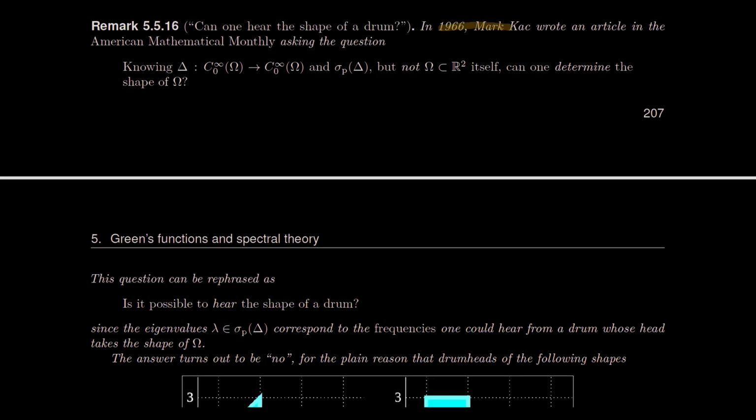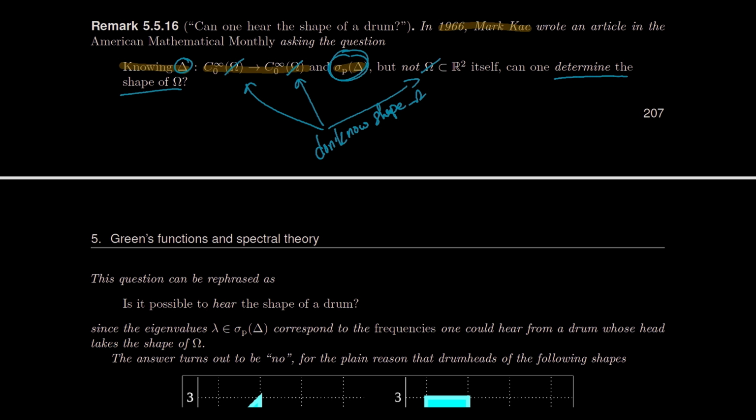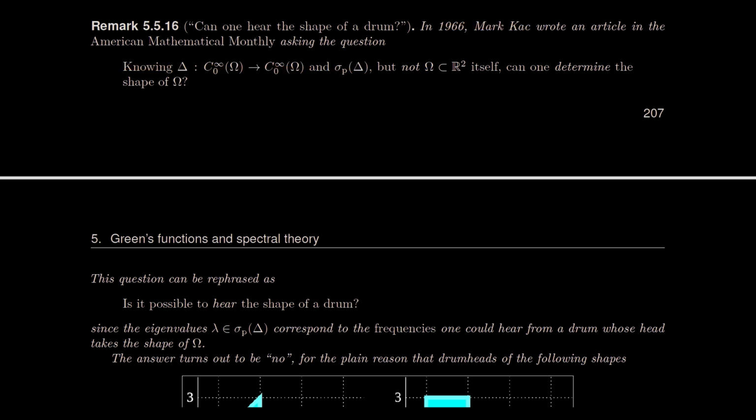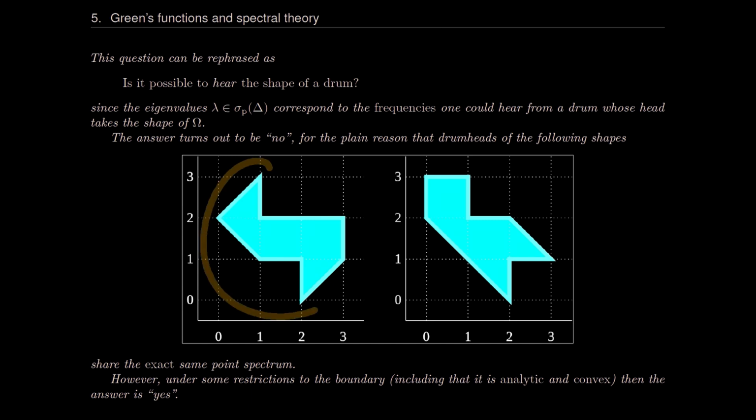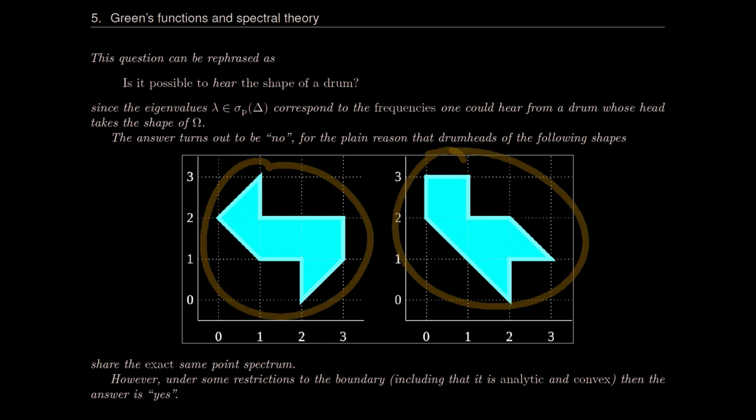Which goes back to this 1966 article by Mark Kac, in which he asked the question, knowing a Laplacian is acting on a space, and suppose that we have the point spectrum of the Laplacian. So suppose that we know we have a Laplacian and its point spectrum, but suppose we don't actually know the shape of omega. We don't know the shape omega, but we do know the point spectrum. Can we determine the shape? So is there some unique correlation between the point spectrum and the shape? Turns out the answer is no, for the reason that these two omegas that we have in front of you actually give you the same point spectrum.